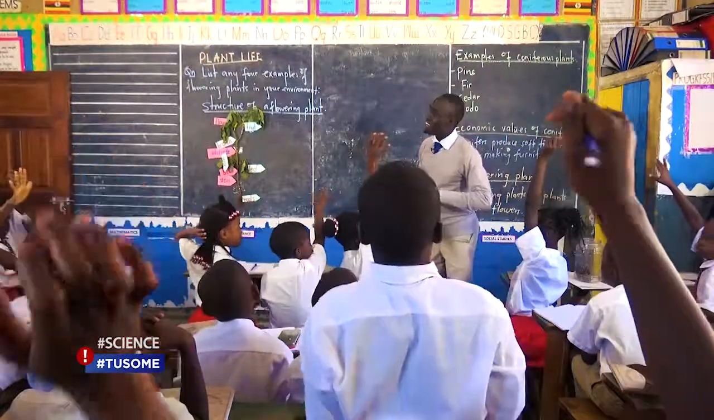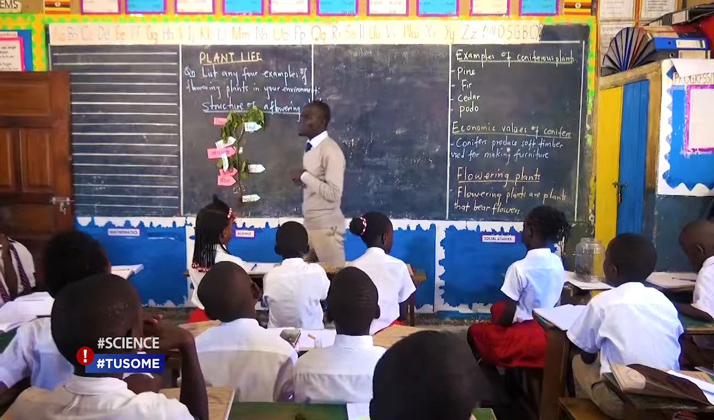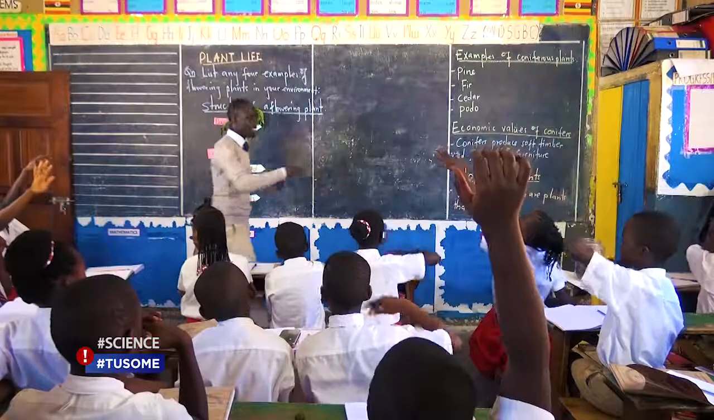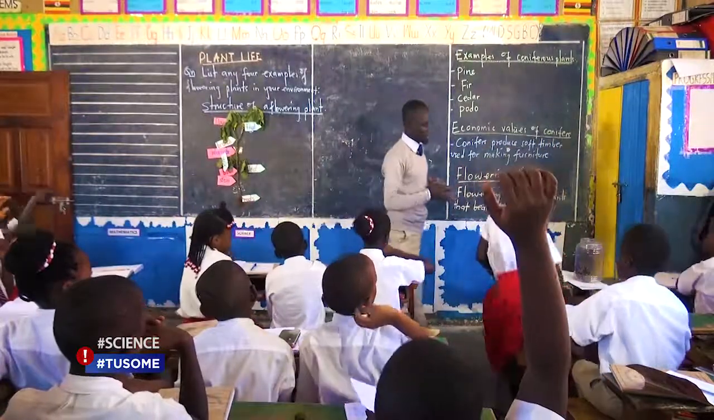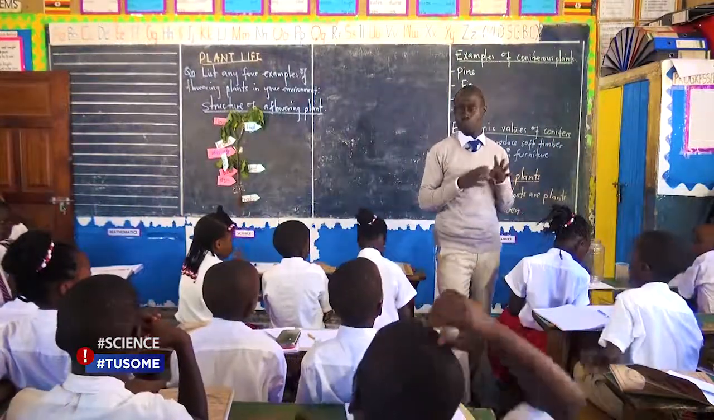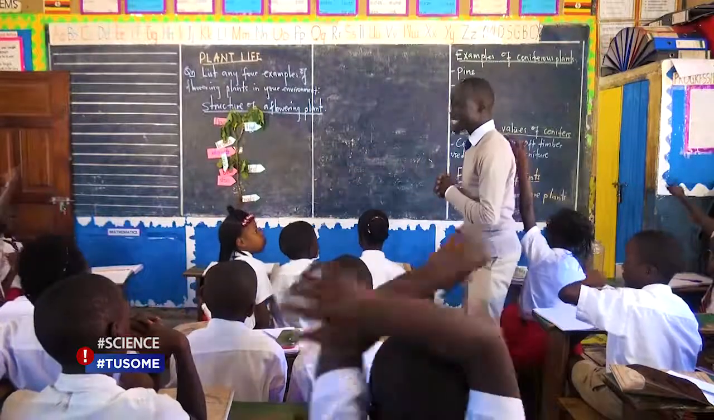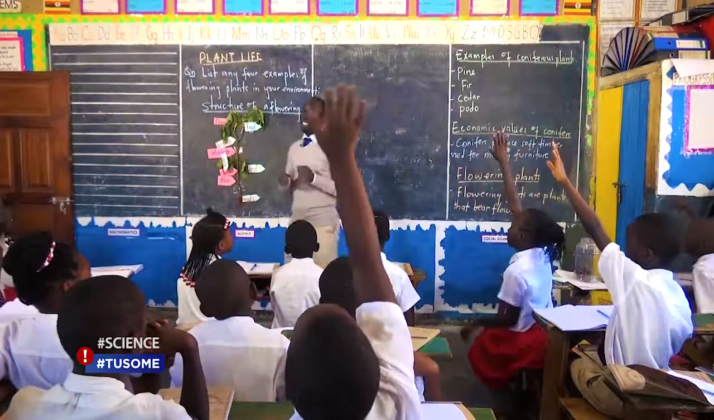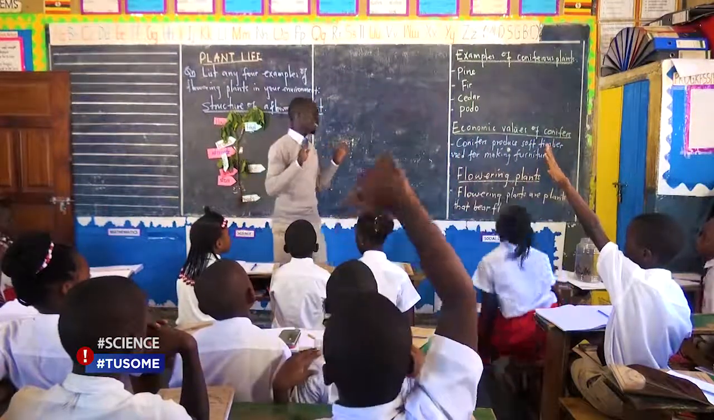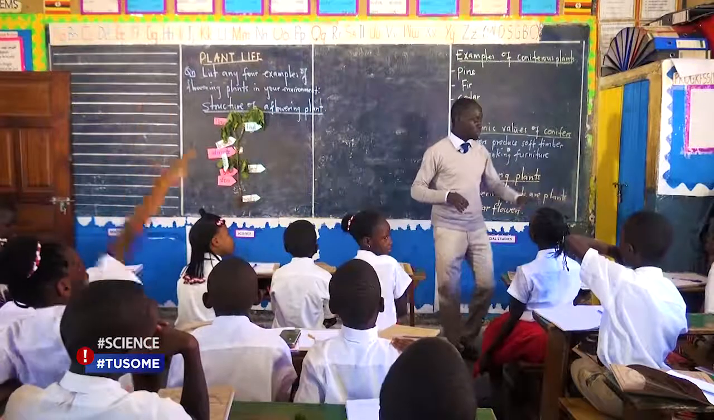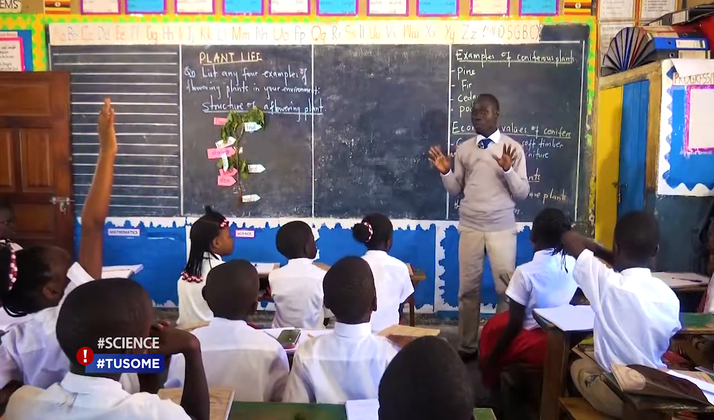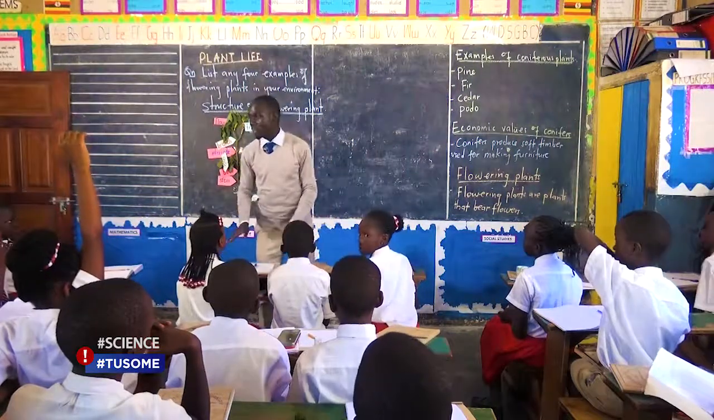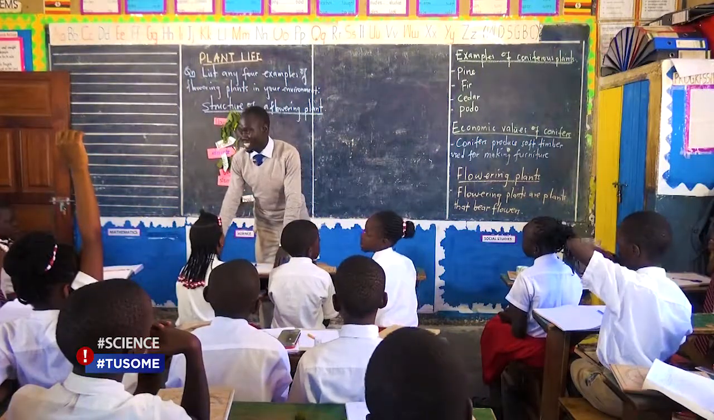We have non-flowering plants. Groups of non-flowering plants. We have the conifers. We have spore-producing plants. Examples of spore-producing plants: mosses, ferns. Okay, thank you. We are going to write. I'll give you the papers for the activity. You copy them and answer and collect your books for marking. Are we okay? Yes.